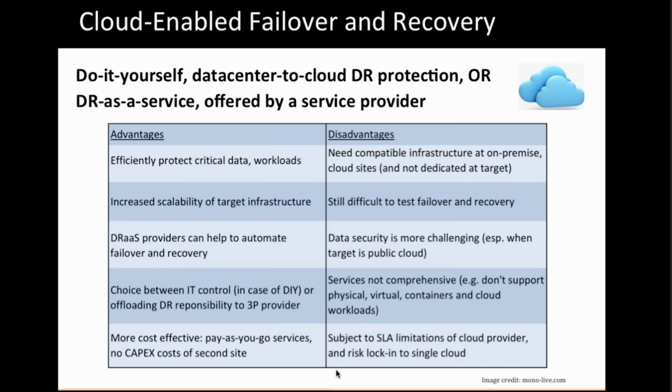One other point to make, down there, the next to last point on the right-hand column, DR as a service solutions don't tend to support all the workloads that you might want to protect. And so, you've got to pay attention to what is supported. And that service will be subject to the SLA limitations of your provider.